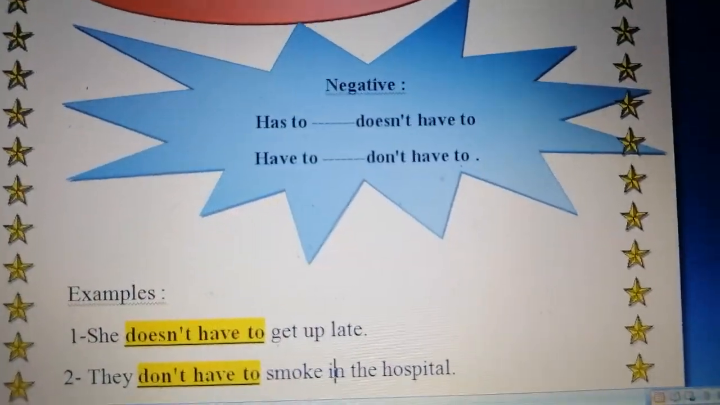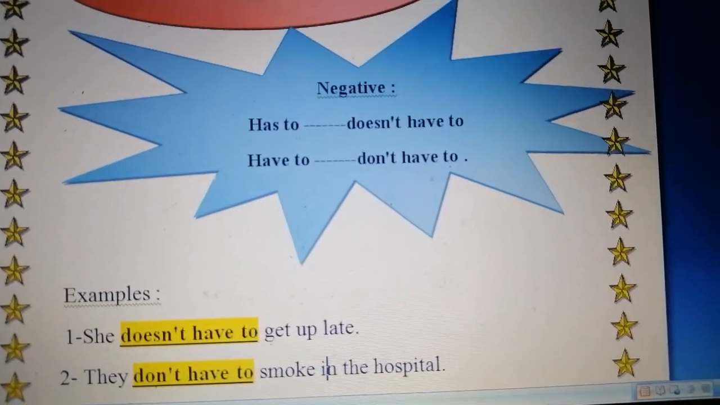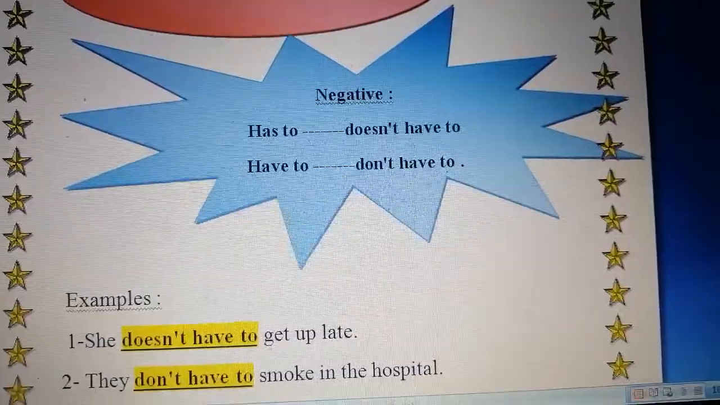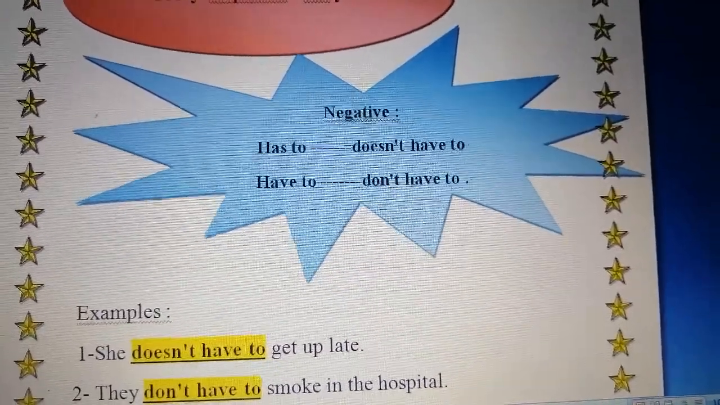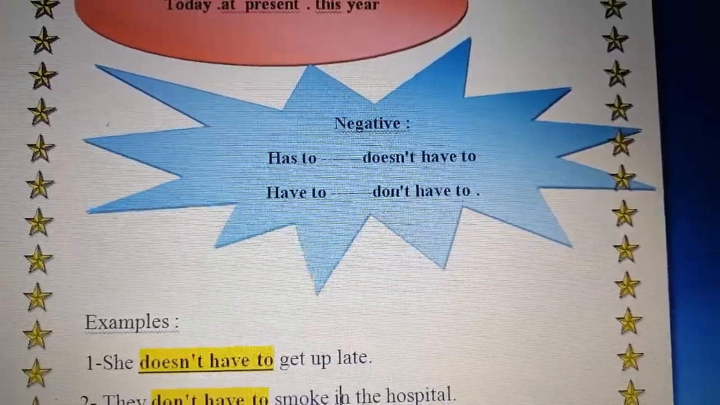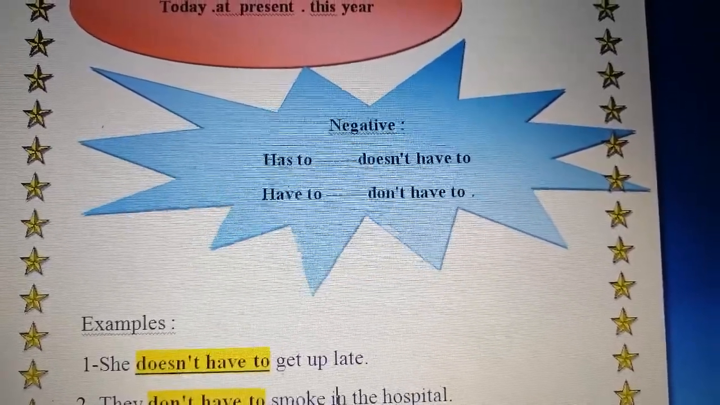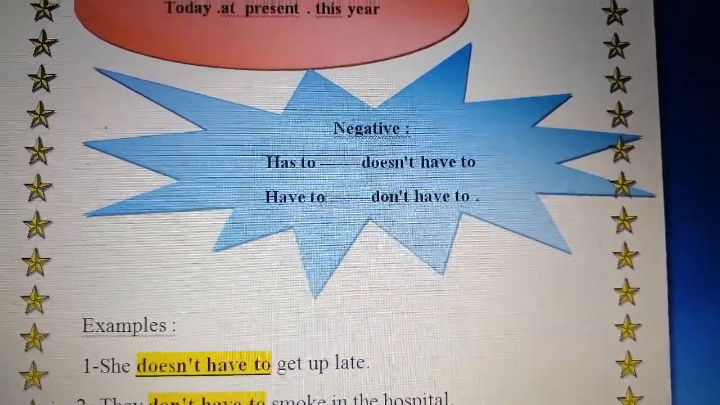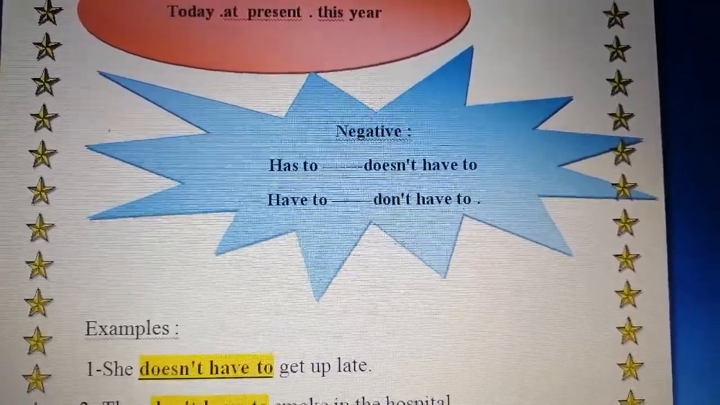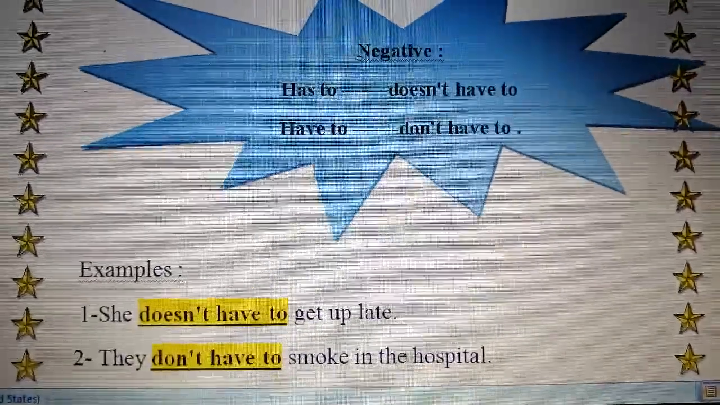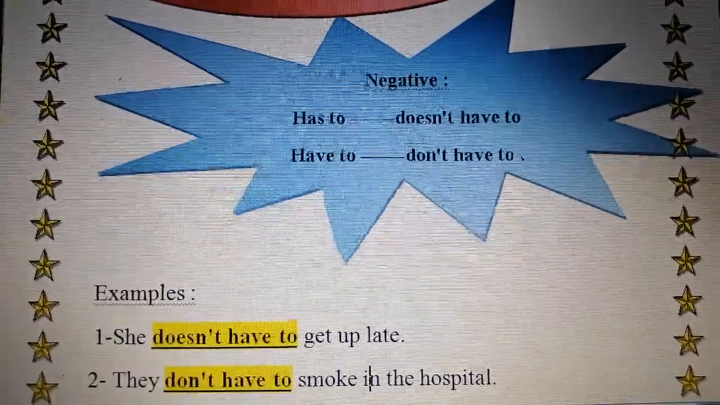What is the negative for has to and have to? We use doesn't or don't. But with has to we change has to to have to. So we use doesn't for singular, he and she and it. We use don't for plural, we and they and I and you. Okay, we use doesn't have to or don't have to, but doesn't for singular, don't for plural. We put them after the subject وبنحطهم after the subject.